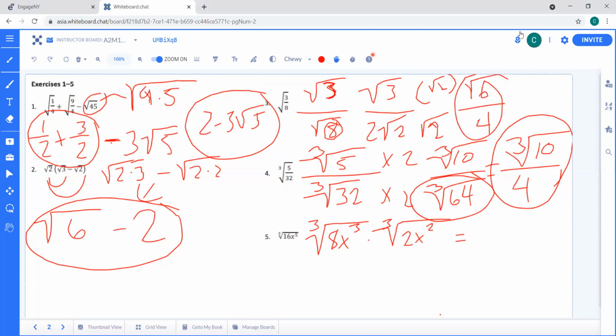Now, this one, we can cube root, right? We can cube root that, and that becomes 2x, because the cube root of 8 is 2. The cube root of x cubed is x, so there's our 2x. And then we're just going to have to leave that. I don't like that, but sometimes that's just how the cookie crumbles.